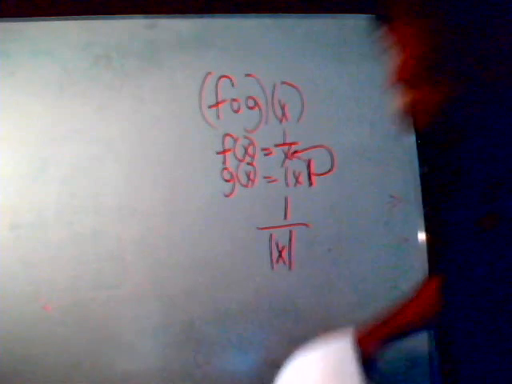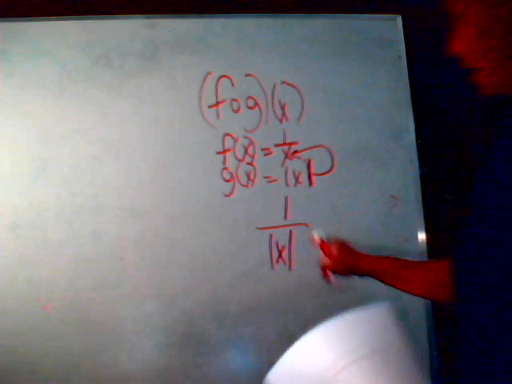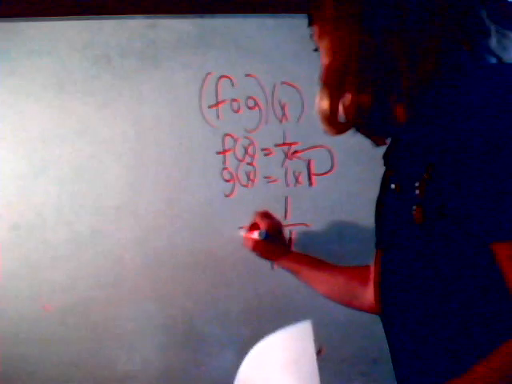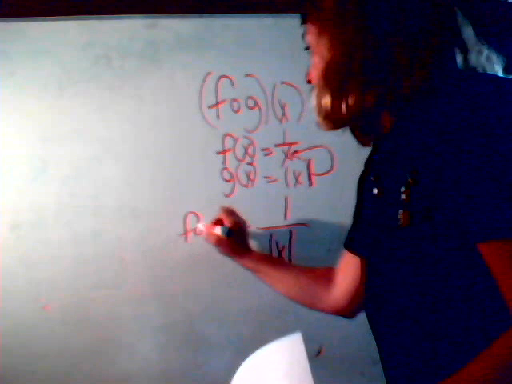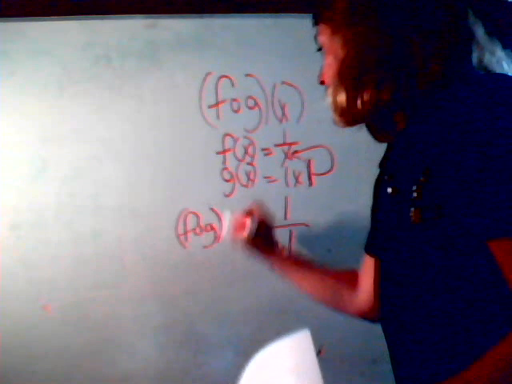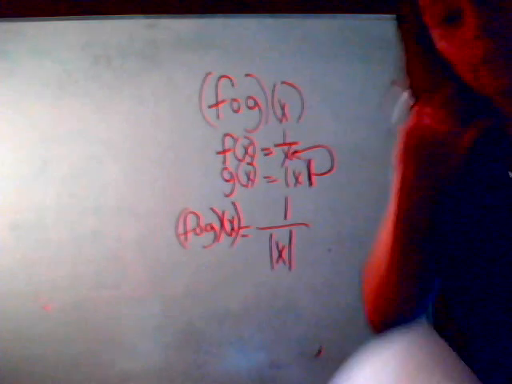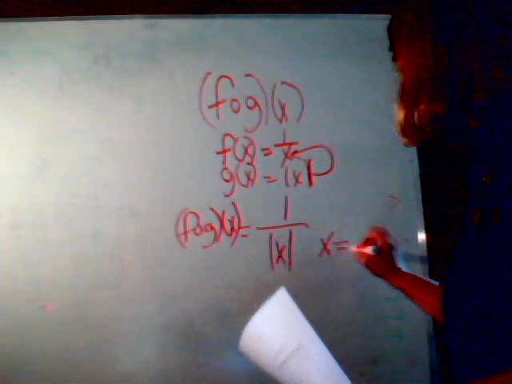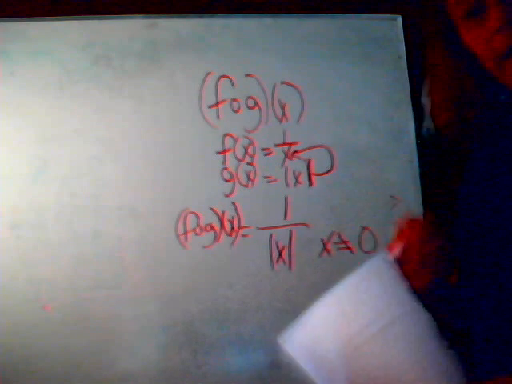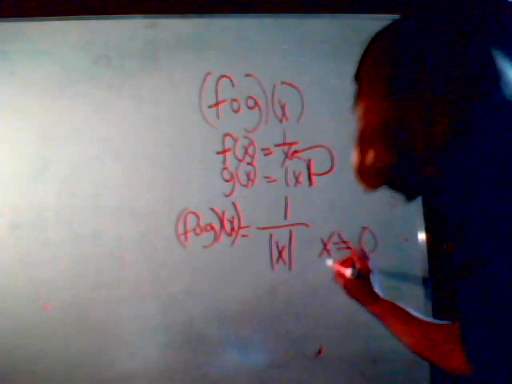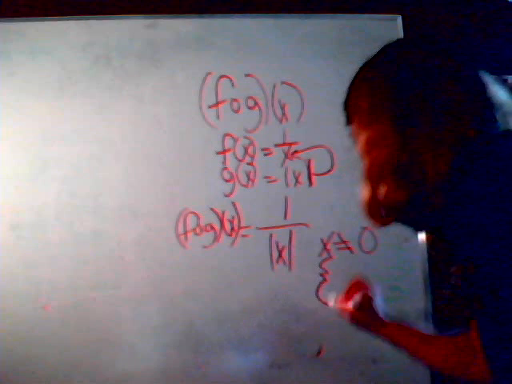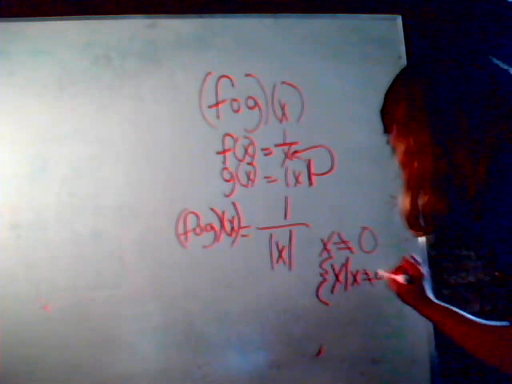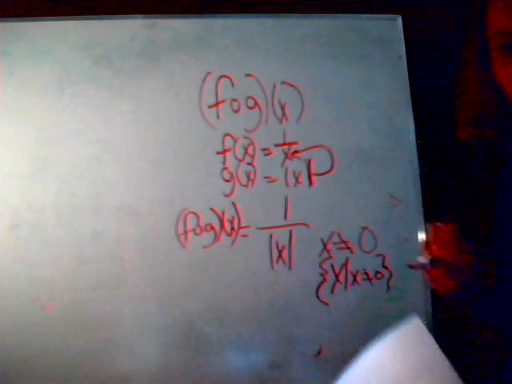Okay? Now, we know that in the denominator, what's the only limit? What's the only limit of a denominator? The denominator cannot be equal to 0. So since it's just x, x cannot equal 0. It can equal all other values except 0. So if you want to write it in that set notation we learned last week, x such that x is not equal to 0. That means all other real numbers.